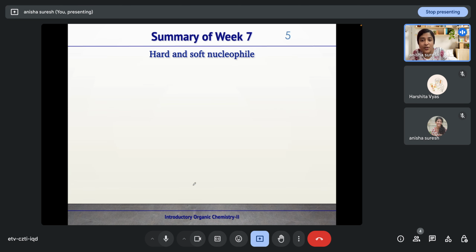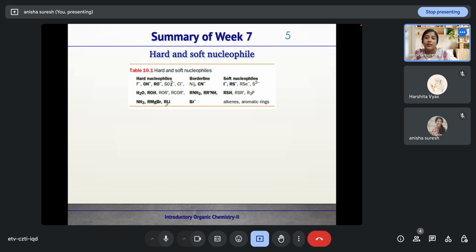Now coming to hard and soft nucleophiles. These are some examples of hard nucleophiles. When we are considering hard nucleophiles, they should have more charge and the size should be less. And when we are considering soft nucleophiles, their size should be larger and the charge should be diffused. And something that falls between these two is known as a borderline nucleophile.